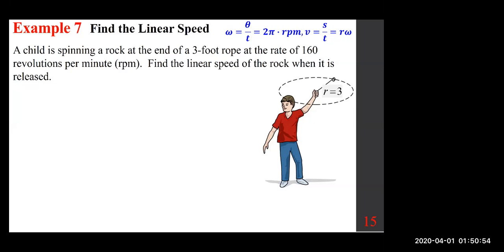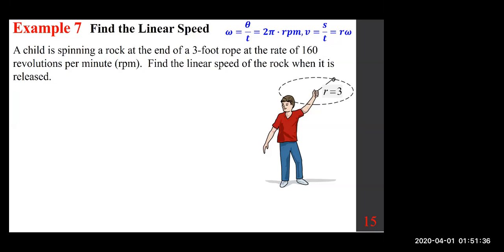So here's an example. A child is spinning a rock at the end of a 3-foot rope, and the rate is 160 revolutions per minute. That means in 1 minute, it covers 160 complete revolutions in that circular motion. We want to find the linear speed when it's released. So we know that V equals R omega, but what is omega?